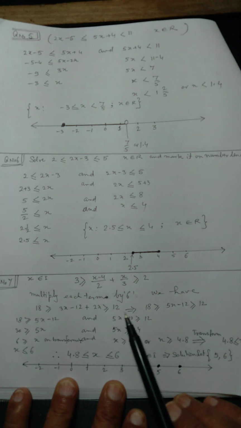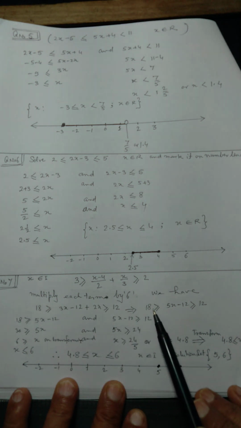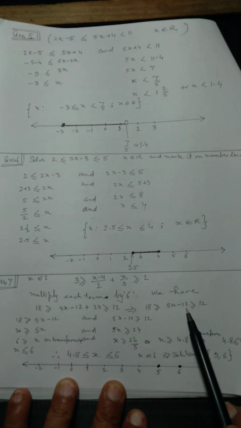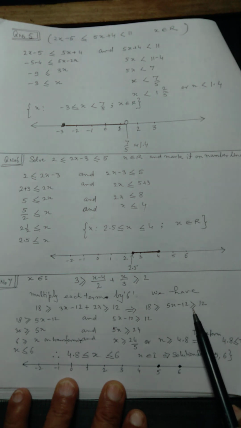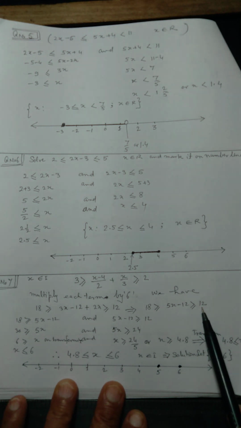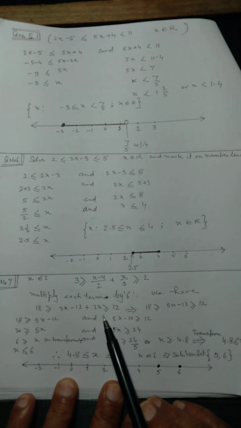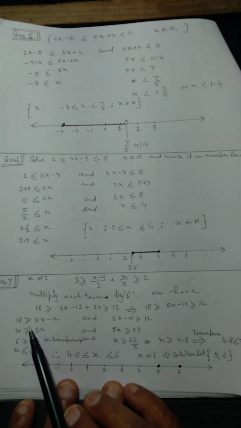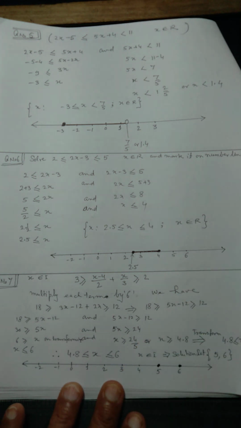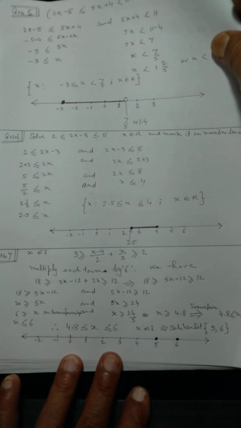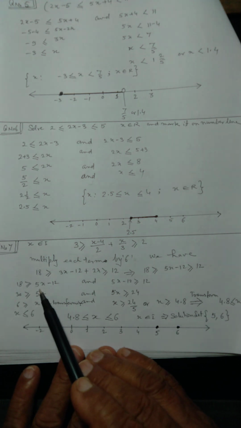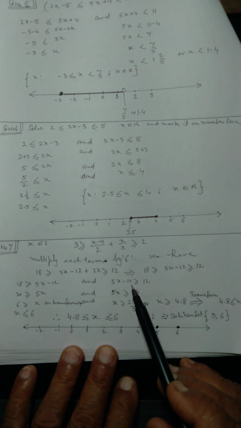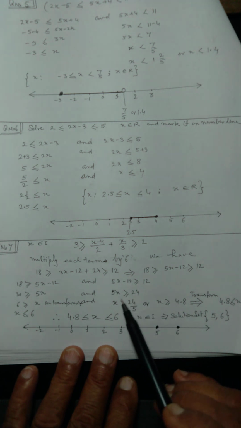Again, I have solved this middle part of it. You see, 18 is greater than or equal to 5x minus 12, and 5x minus 12 is greater than or equal to 12. This inequation has been split in two parts. In the first part I have written 18 is greater than or equal to 5x minus 12, and 5x minus 12 is greater than or equal to 12.